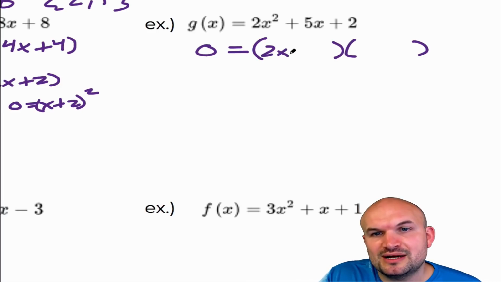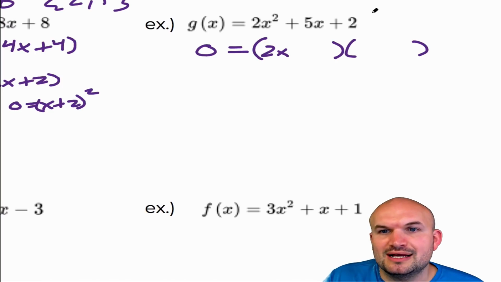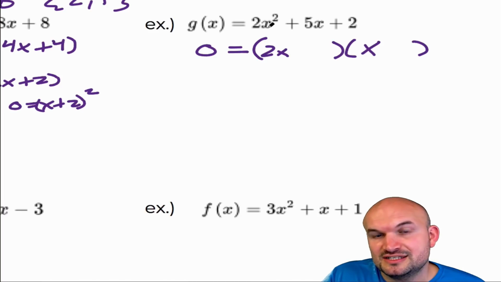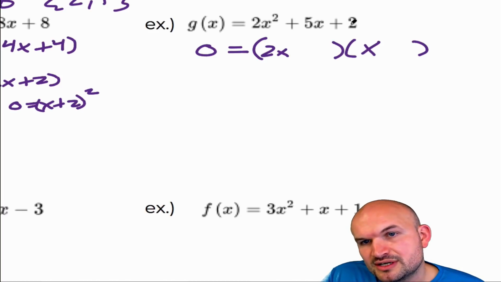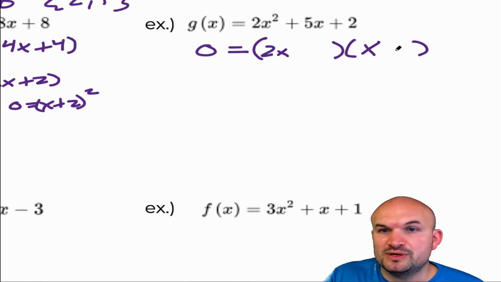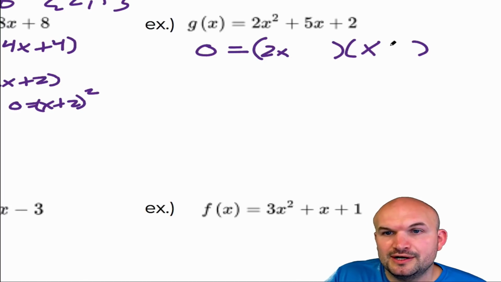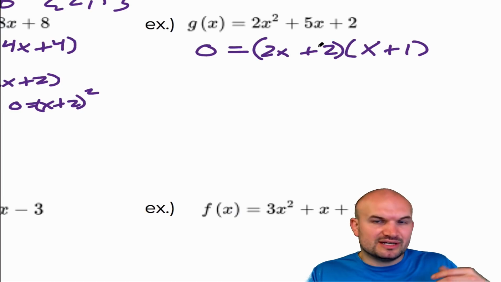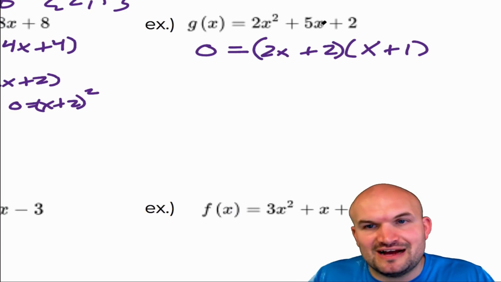I'm going to want to have a 2x, and then times x. And again, 2x times x gives me 2x squared. What two numbers are going to give me 2? Well, there's a couple different ways you could do this. You could put a 1 here and a 2 here. But again, what we're trying to do is add these up to give me 5x.